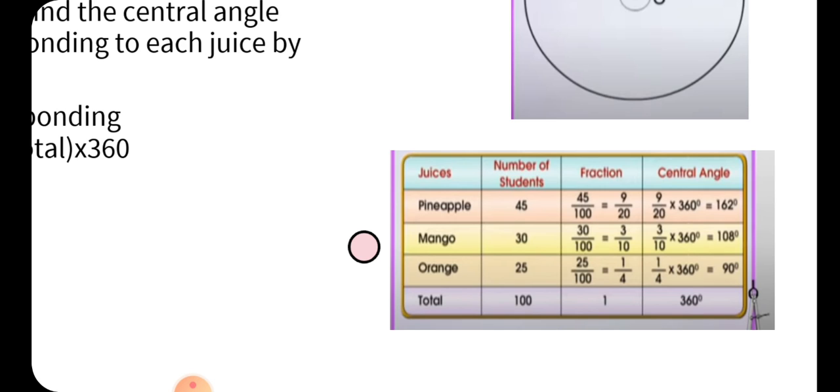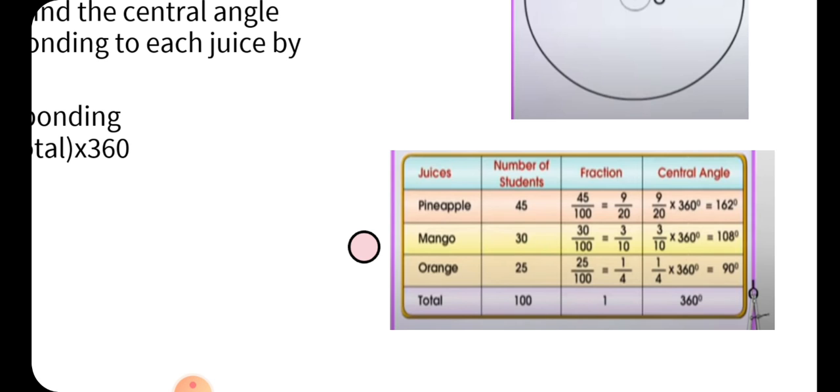We have written the three juices, that is pineapple, mango and orange, and the number of students who like these fruits or juices. First of all, we have calculated the fraction by dividing that particular value by the total. Since the total number of students is 100, the fraction corresponding to pineapple is 45 upon 100. Then corresponding to mango it is 30 upon 100, corresponding to orange it is 25 upon 100, and the fractions simplify to 9 upon 20, 3 upon 10 and 1 upon 4.